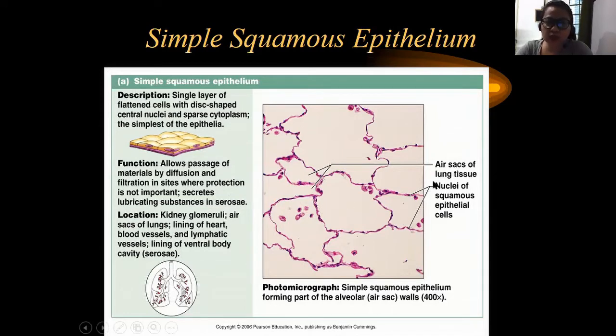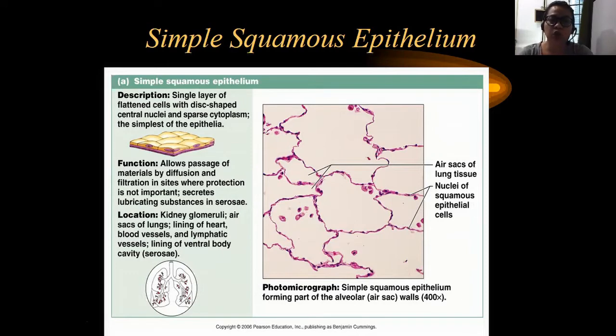As you can see here, these are the air sacs of lung tissue, and the nucleus of the squamous epithelial cells. The simple squamous epithelium forms part of the alveolar wall, the air sacs. Usually they are located in the kidney glomeruli, the air sacs of the lungs, the lining of the heart, blood vessels, lymphatic vessels, and the lining of the ventral cavity.